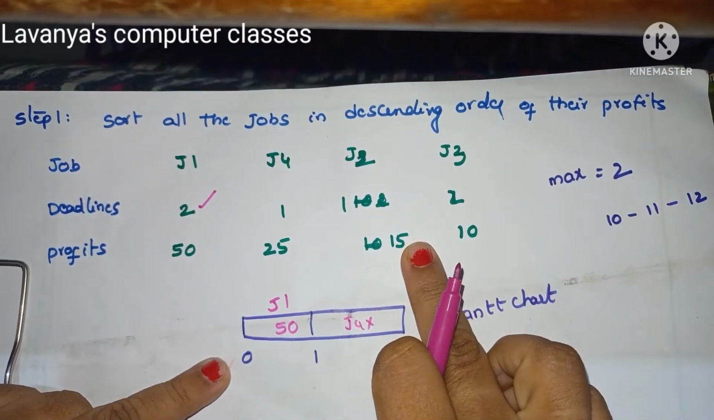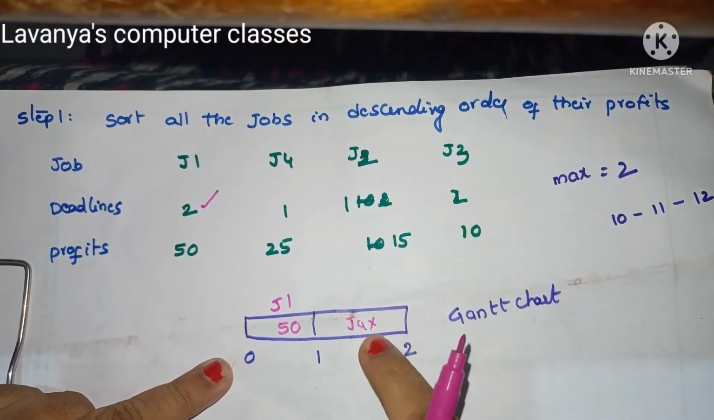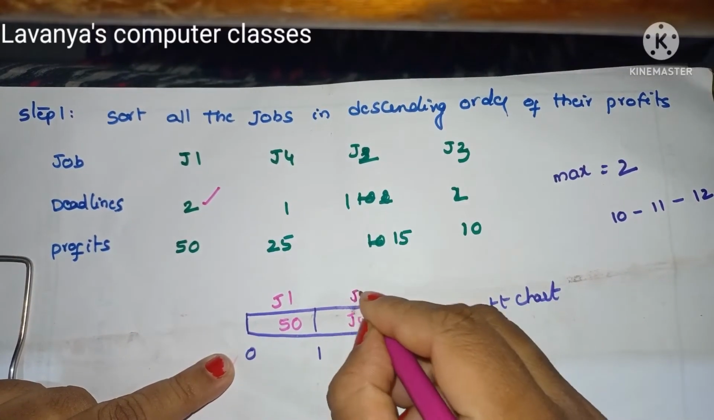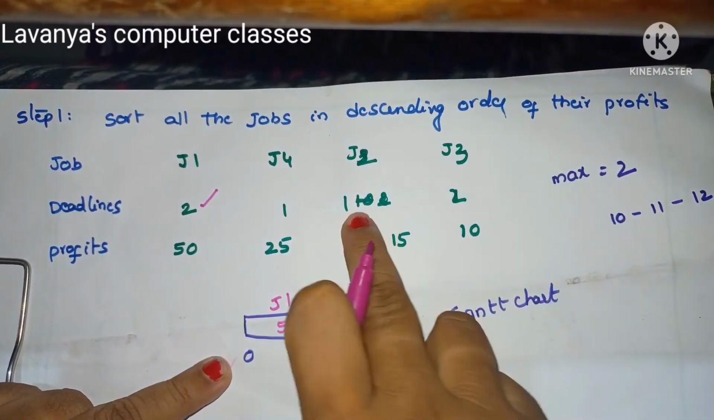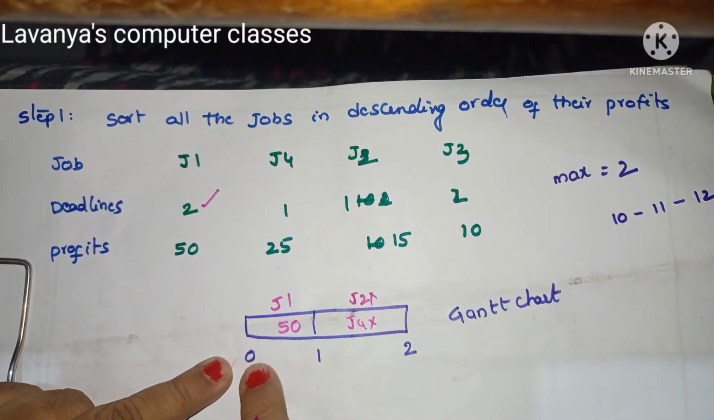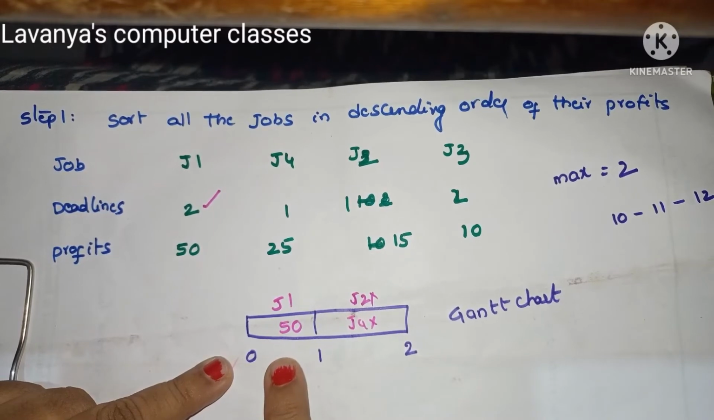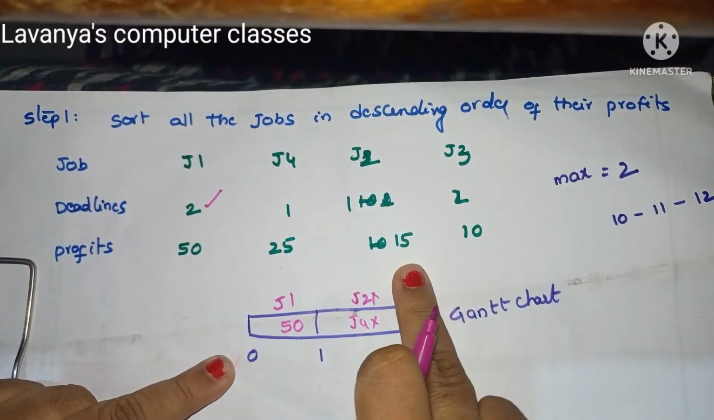What is the J2 highest profit? 15. Is J2 possible to keep in the chart? No, because its deadline is also 1. Deadline 1 means it is possible to keep only in the first 1 hour slot, but it is already filled. So J2 is also not possible.